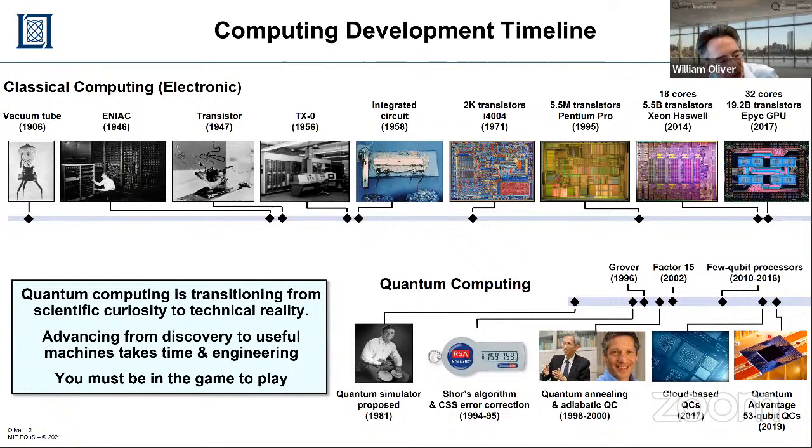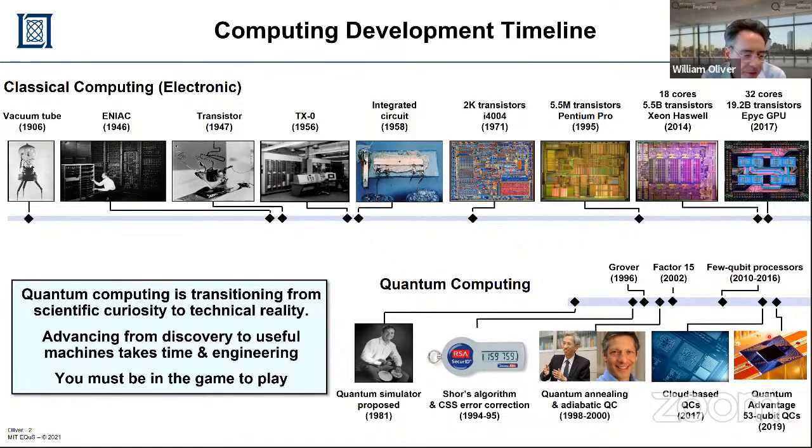And so the takeaway message is this. First off, quantum computing is real. And it's transitioning from what we might call a laboratory or a scientific curiosity to technical reality. That's happening around us right now. And there's a lot of hype. There's hype because there is promise, but there's a lot of hype. And even though there's hype, we know that advancing from discovery to useful machines takes time and it takes engineering. And we can glean that from that classical computing historical review there.